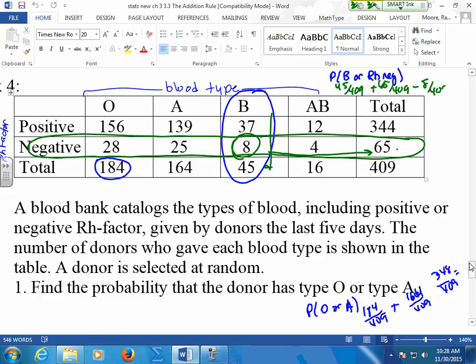So the probability of a B is 45 out of 409, plus the probability of an Rh negative, 65 out of 409, but I counted the 8 twice. The charts are so much nicer to go through than the card thing. It just makes life easier. This will give you 102 over 409. And if you want, convert it to a decimal.